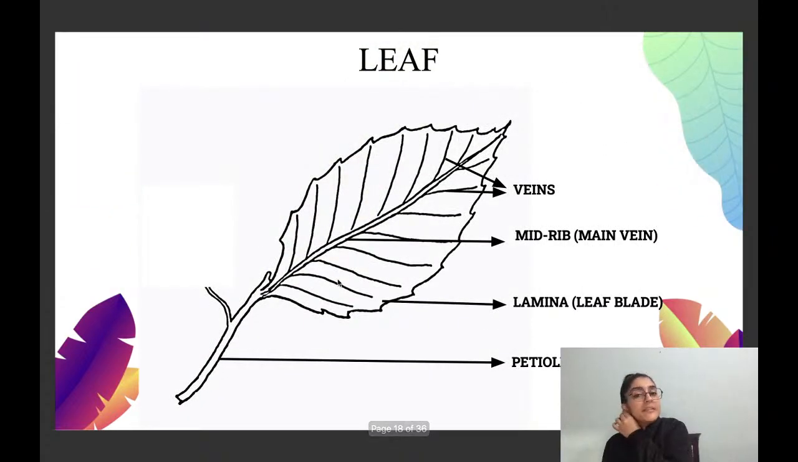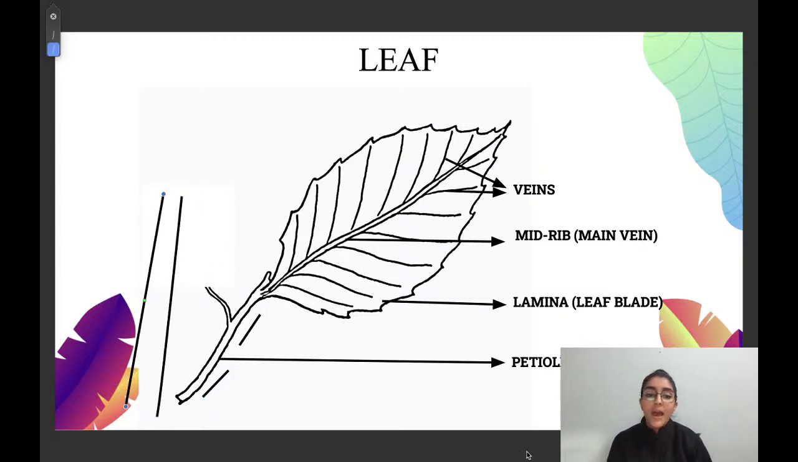Now we would be studying a bit about the leaf. The leaf has all of these parts. This stalk-like structure which joins the leaf to the stem is known as petiole or leaf stalk. This whole area of the green leaf is known as lamina or leaf blade. The tiny veins that you can see running inside the leaves are known as veins, and the main one that is emerging from here is known as midrib or main vein.